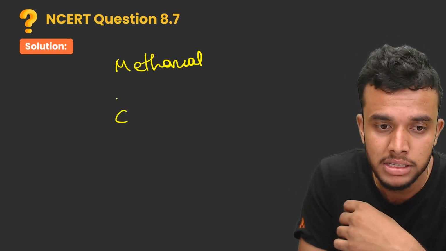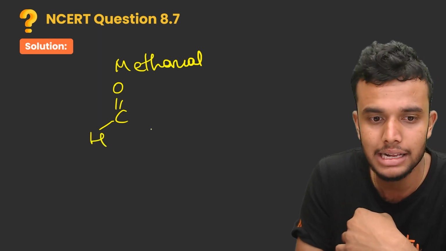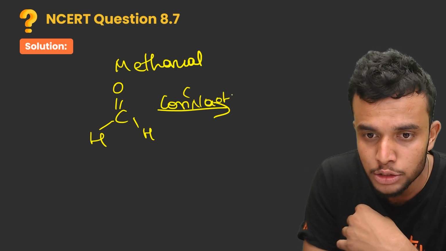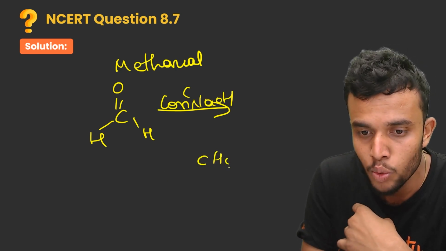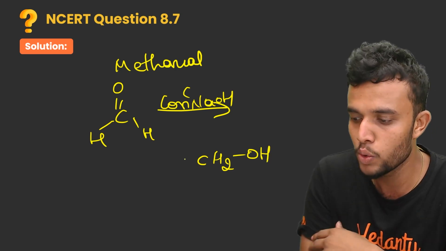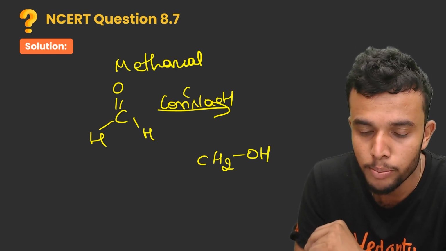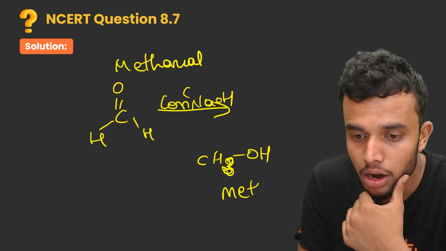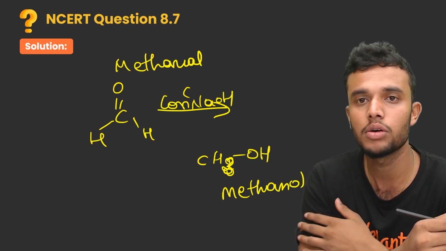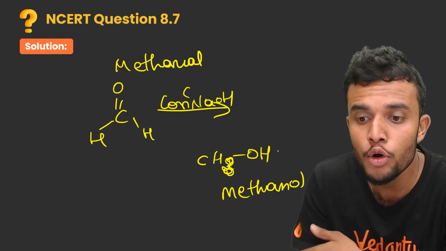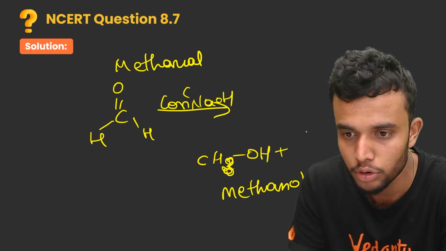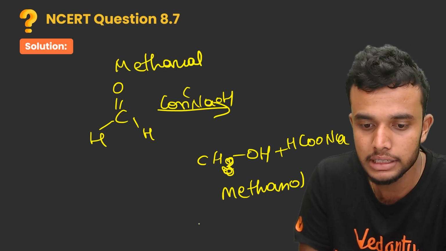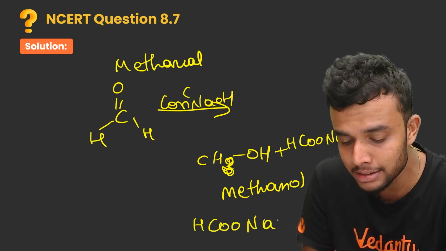What is the structure of methanal? C double bond O, H, H. It undergoes reaction with concentrated NaOH to yield alcohol, CH2OH, right? We need to balance the chemical reaction. Here CH3OH is nothing but methanol. It yields methanol, with the liberation of sodium methanoate. Methanoate is nothing but HCOONa. Students, here I write HCOONa. Okay, students, let's move on to the next one.